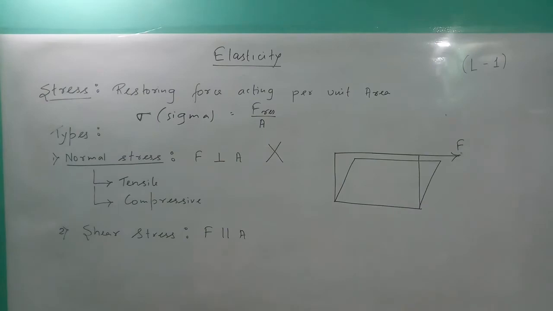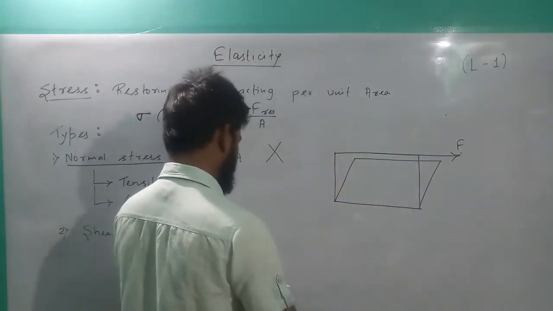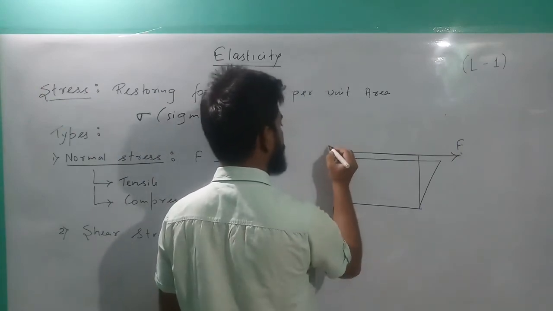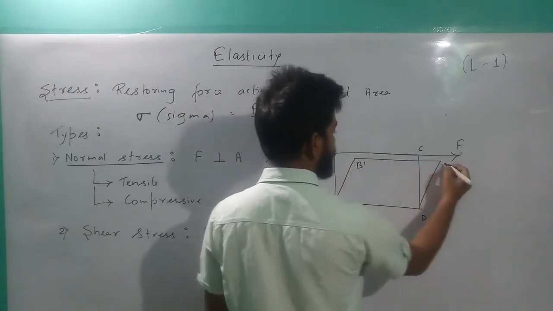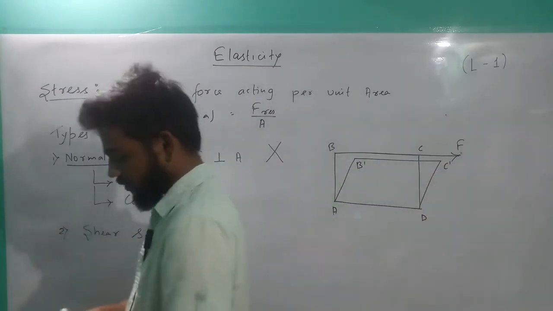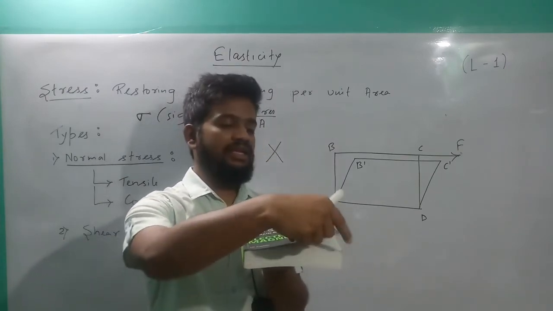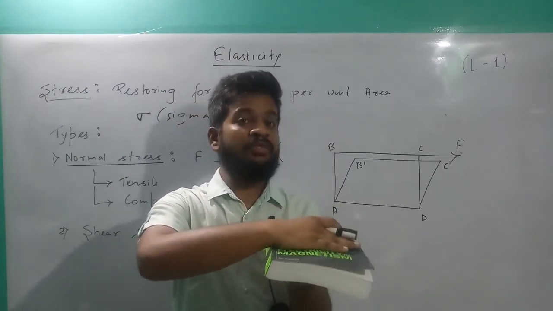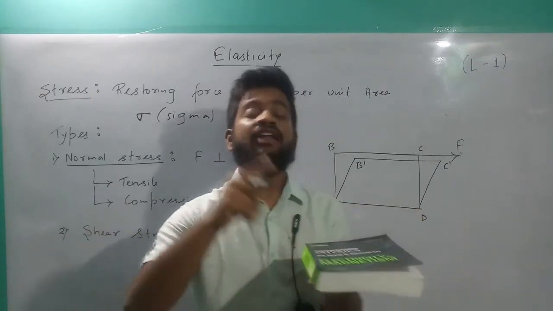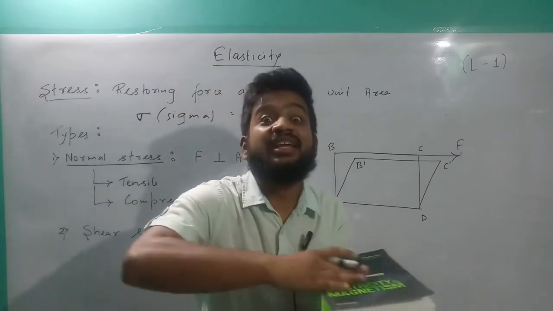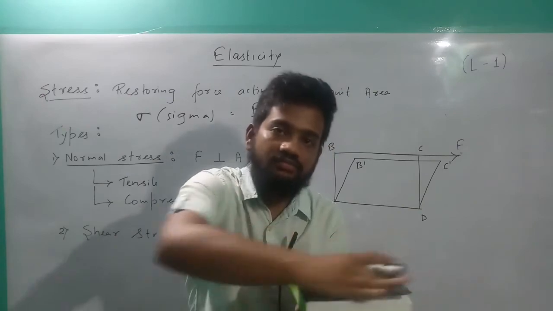How? See again. The rectangle that I have drawn here, let me just name it, A, B, C, D. Let us call it B dash, C dash. The rectangle that I've drawn here is this rectangle, A, B, C, D. As soon as I apply the force, it becomes A, B dash, C dash, D. So I'm applying force in this direction, and force is being applied on which surface? The top surface. And you can understand this force is parallel to the area.